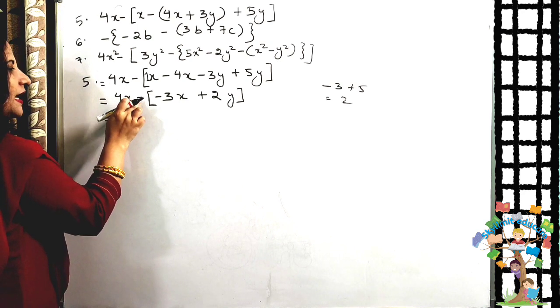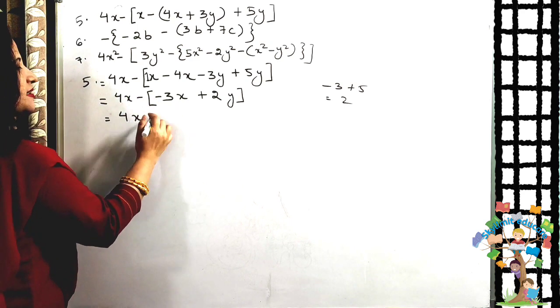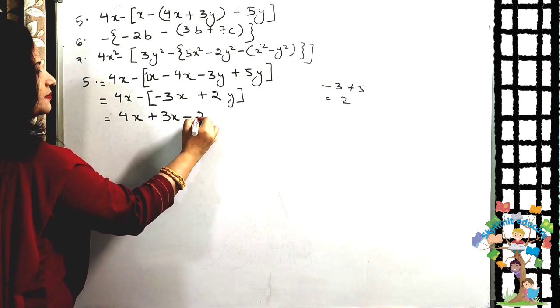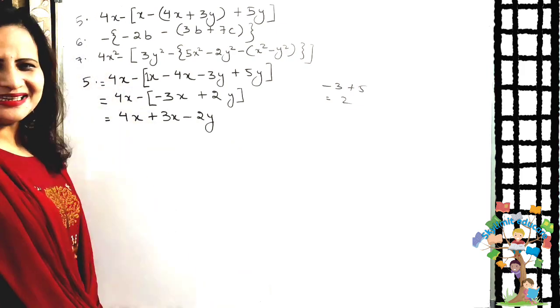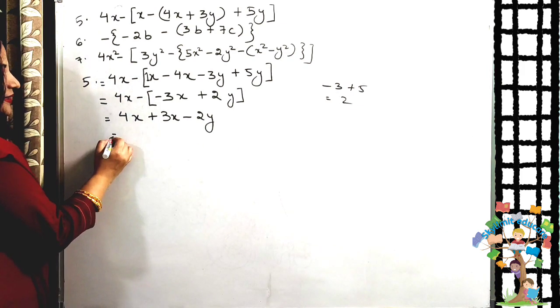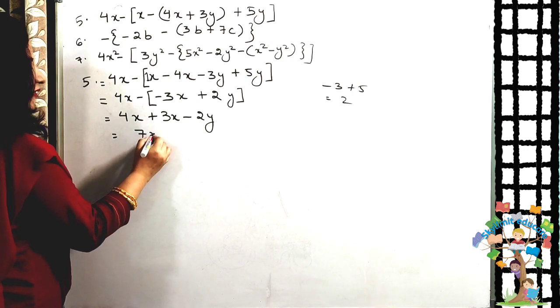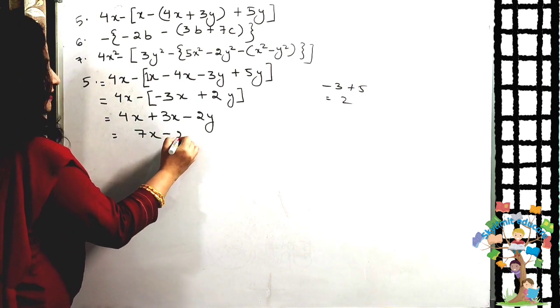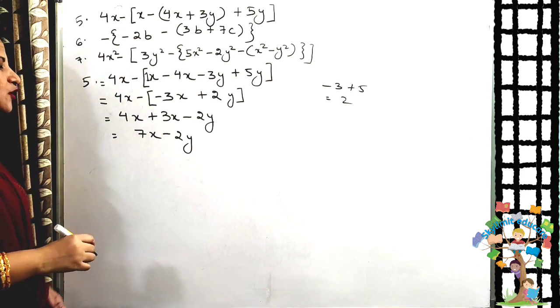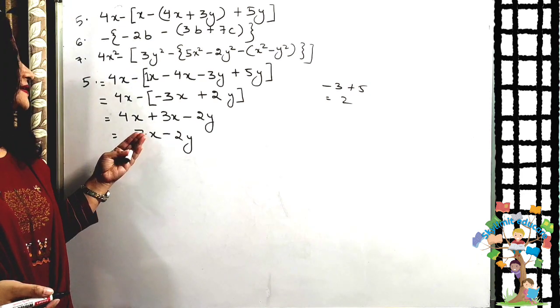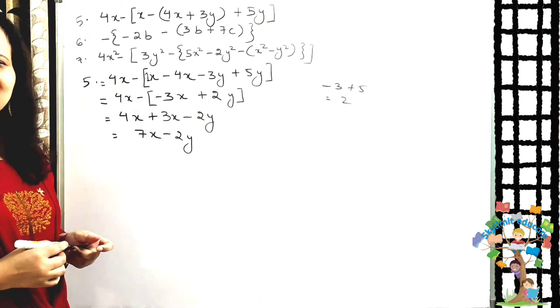Now let us again open the bracket. Outside what sign is there? Minus. So minus 3x will become what? Plus 3x. Plus 2y will become minus 2y. Clear? Now let us check. These two are like terms. So 4 plus 3 will be 7. And the literal coefficient will be x. Minus 2y. Now can you solve these two? No, because these two are unlike terms. So our answer is 7x minus 2y.